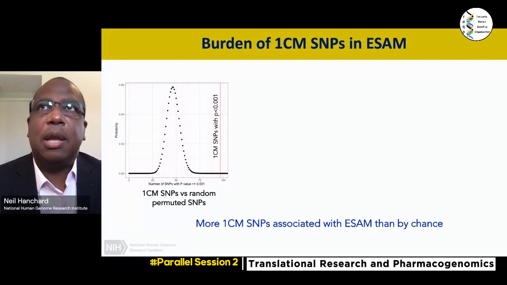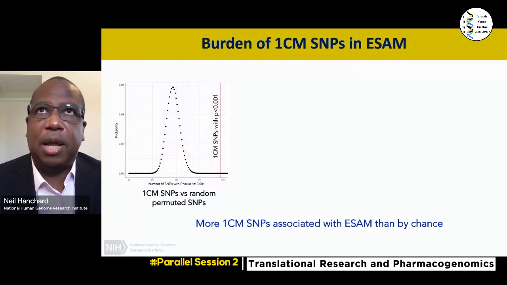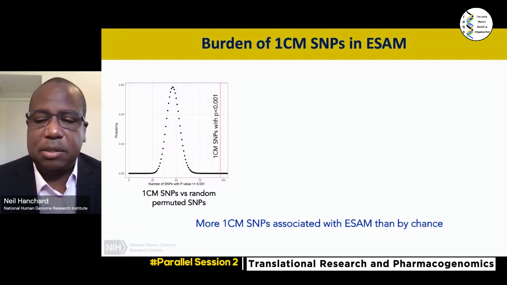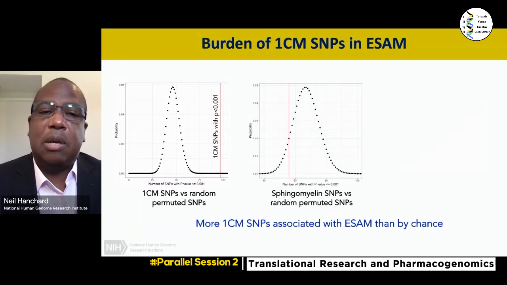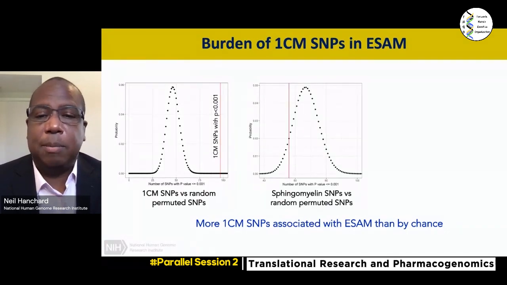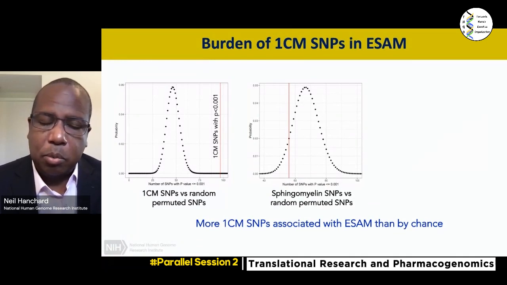So you might say, well, of course, because you're looking in a particular pathway and just comparing it against randomness. But if we do that with a different pathway set of SNPs, so here's sphingomyelin, and we've done it with ketones as well, we don't see the same sort of broad distribution.